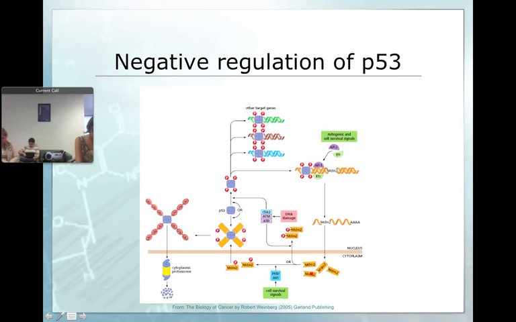And so MDM2's job, if we follow it down here, is to bind to P53, and it drags P53 over to a proteasome, gets it polyubiquitinated, and feeds it into a proteasome where it gets destroyed. So are you familiar with proteasomes?